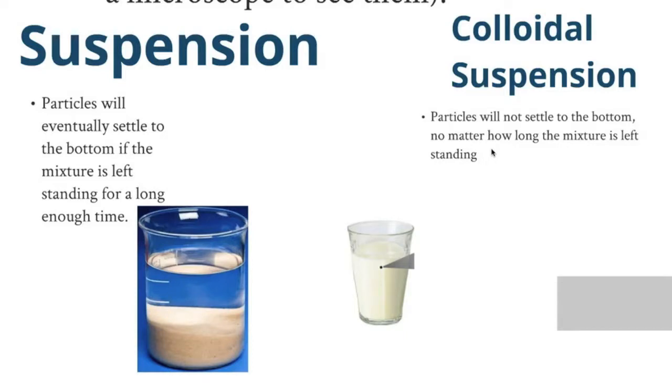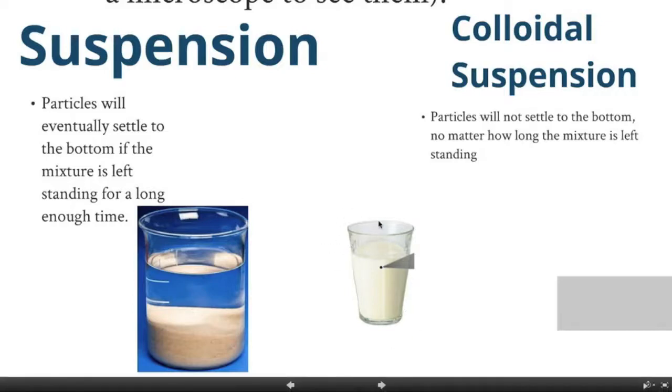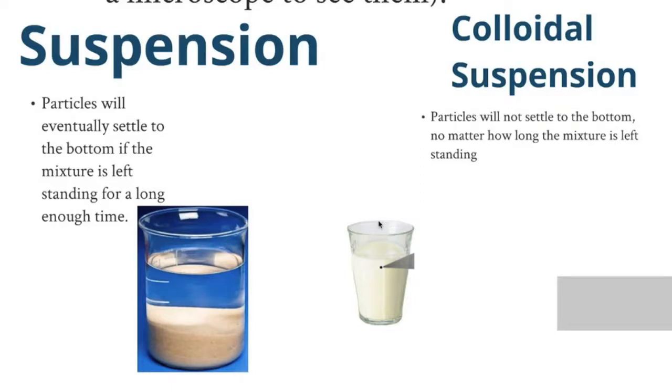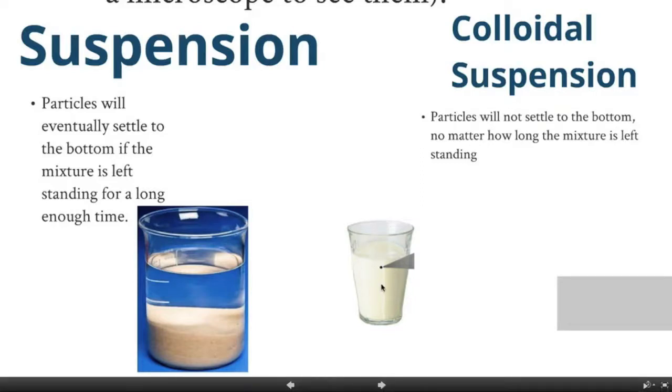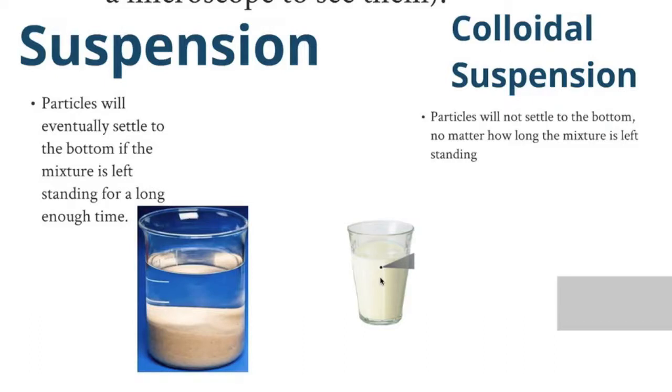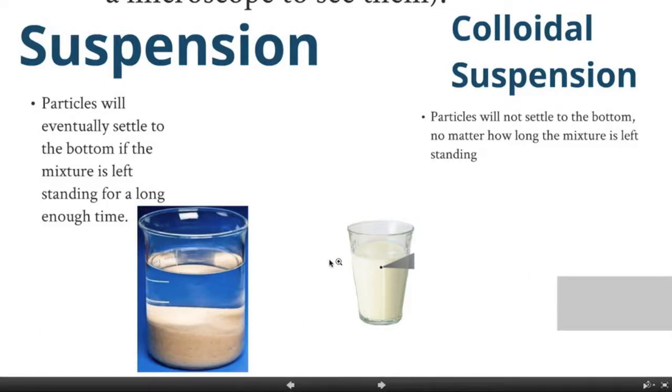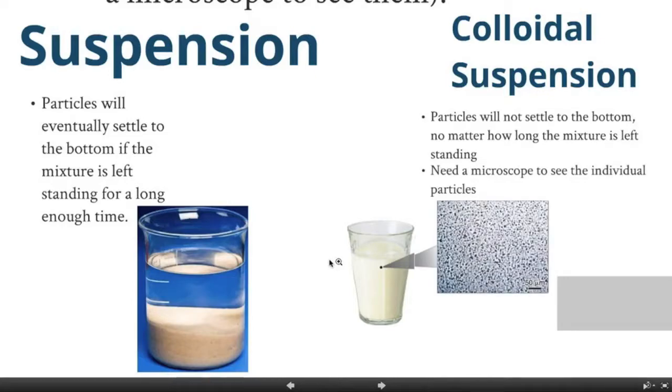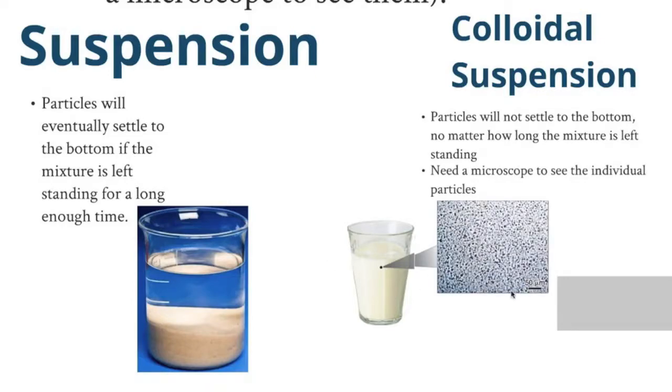Now, in a colloidal suspension, the particles will not settle to the bottom on their own, no matter how long the mixture is left standing. And so in this example, I have a glass of milk. Milk is a colloidal suspension. Now, it looks like a homogeneous mixture because to the naked eye, you can't see the individual particles, right? But if you were to look at milk under a microscope, it will look like that.